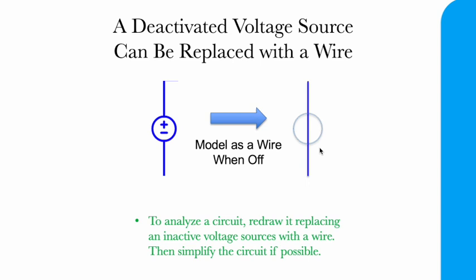So to analyze a circuit in this manner, turning off one of the sources, you might consider redrawing it. Replace that inactive voltage source with a wire. Then take a look and see if you can simplify the circuit, because having these shorting wires may effectively eliminate other components.